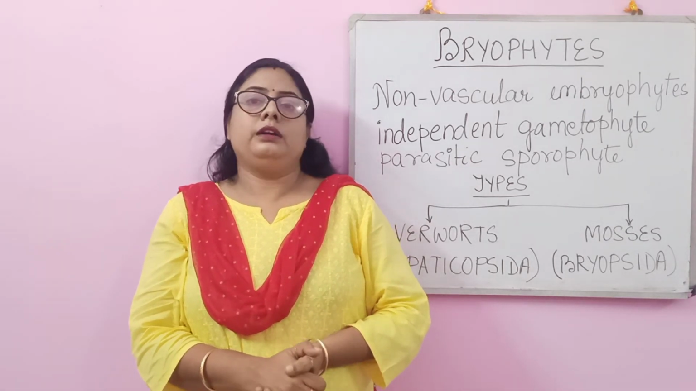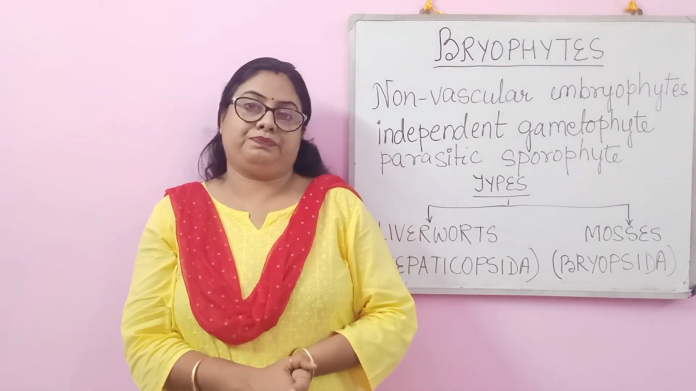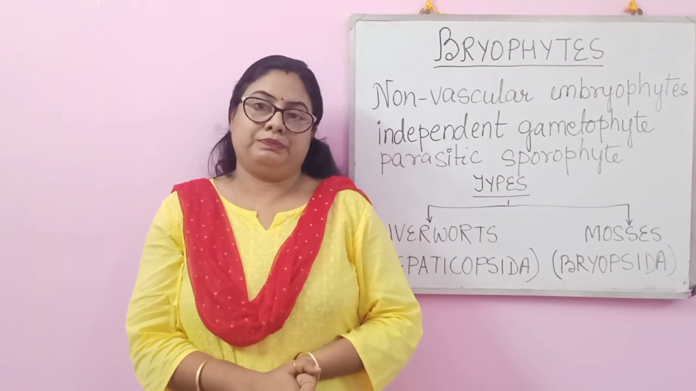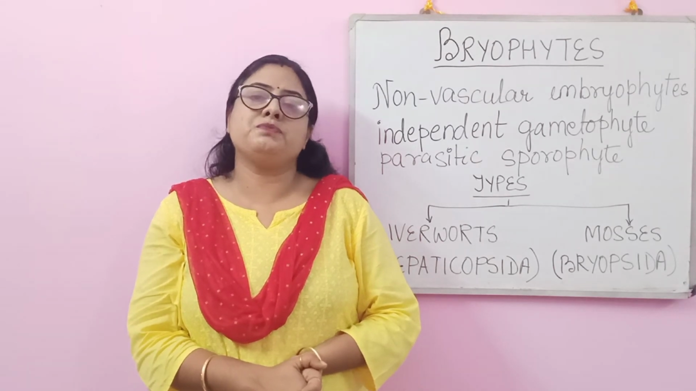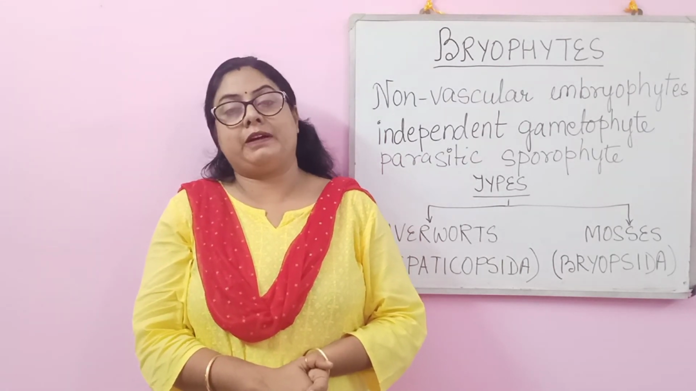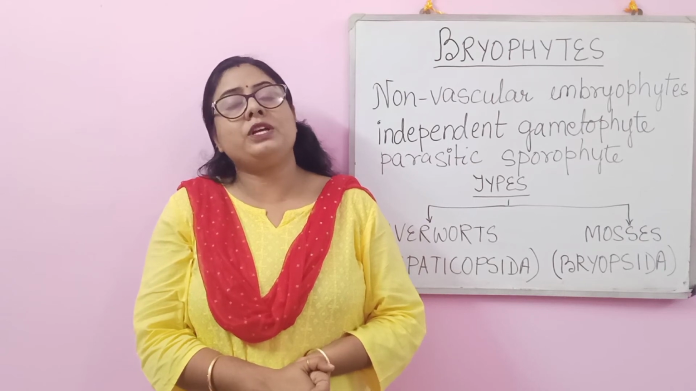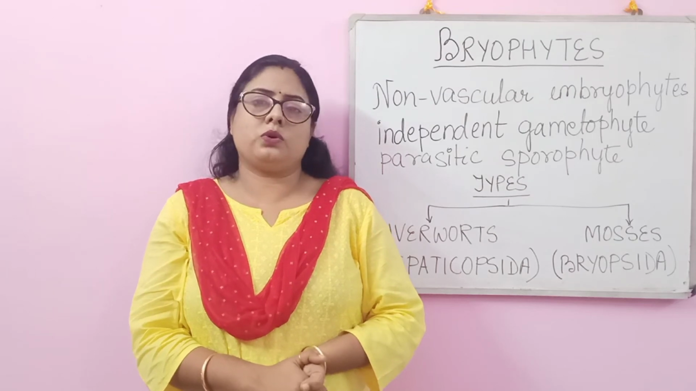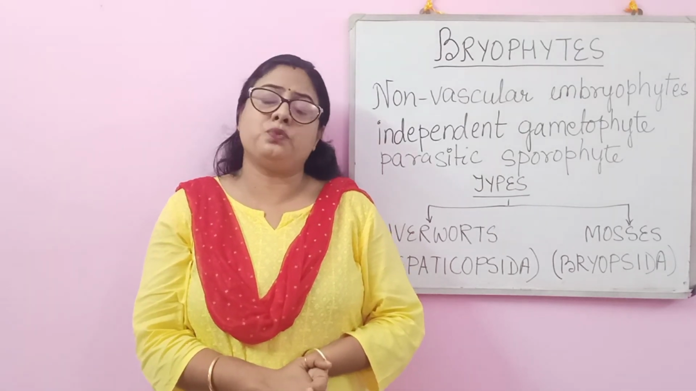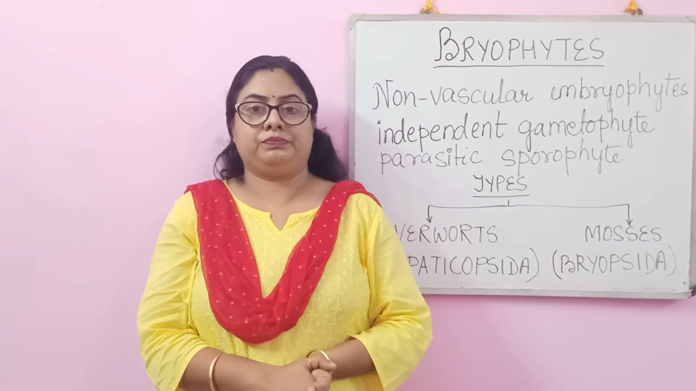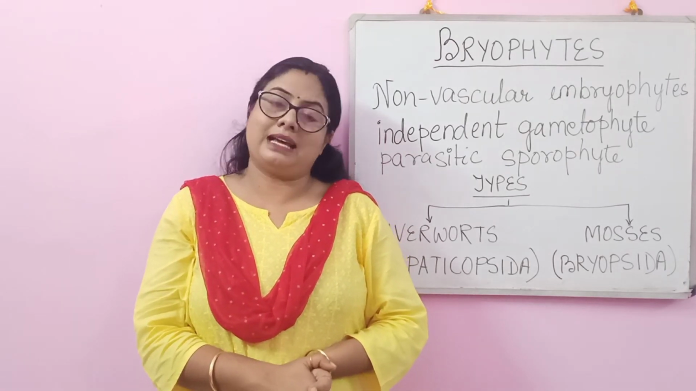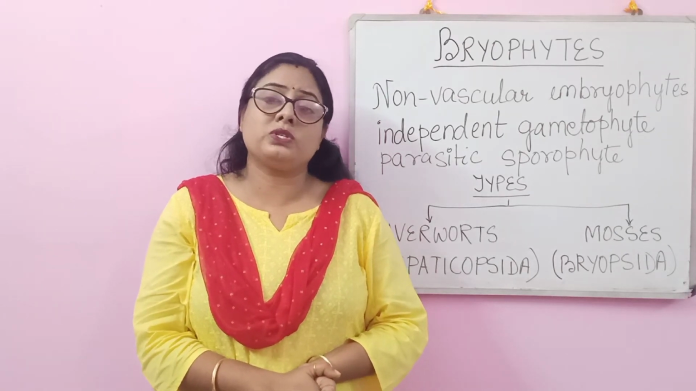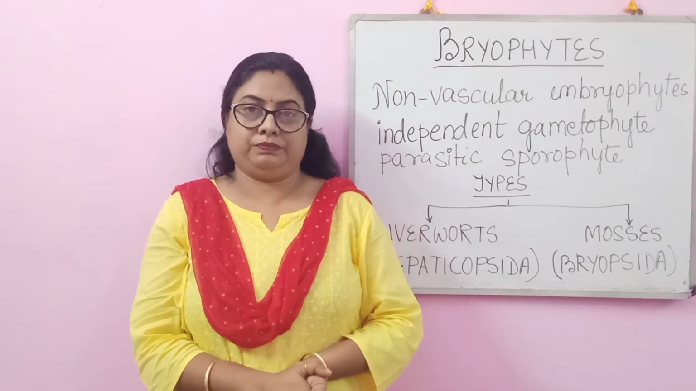The next are the mosses. Mosses are also called Bryopsida. They are the radially symmetrical leafy bryophytes, in which the rhizoids are multicellular. They also occur in damp, shady places and need water for fertilization. Their shape is erect and radially symmetrical. They are mainly foliose or leafy in structure.